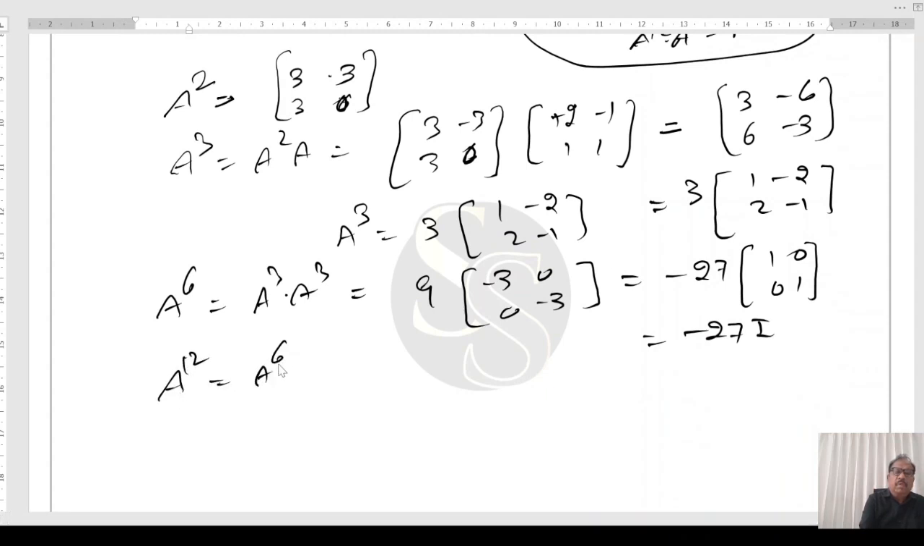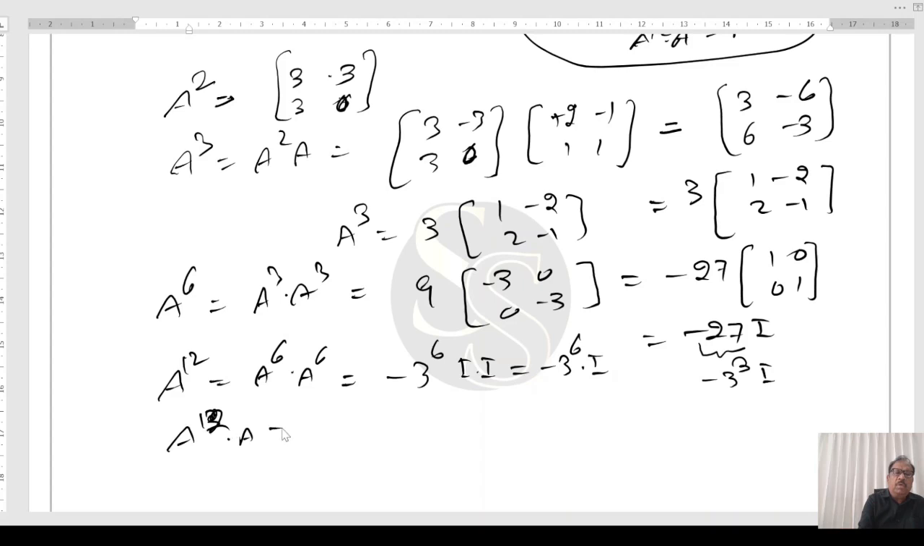A^12 will be equal to A^6 into A^6. We have to find the power of 3, so 3 to the power 3, minus 27 I. So minus 3 to the power 3 multiplied gives 3 to the power 6 I into I. I into I is also minus 3 to the power 6 into I. A^12 into A will be equal to A^13. That is minus 3^6 I into A. I into A is always A. Minus 3 to the power 6 into A.